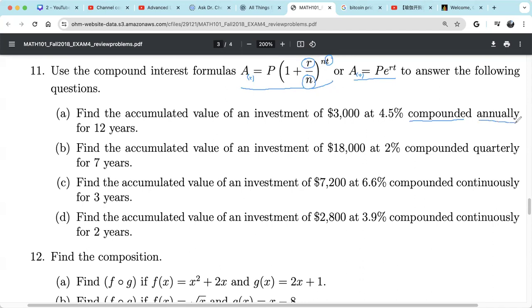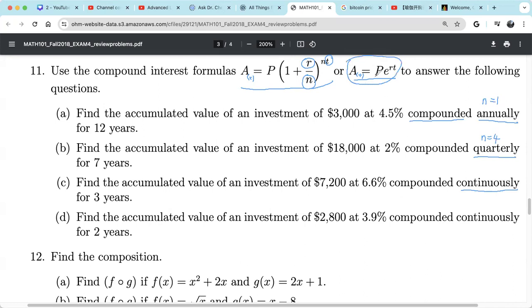If it's compounded annually, that means n equals 1. n is here in the denominator, r divided by n. n is how many times it's compounded in a year. If it's compounded annually, that only means once in a year, so n equals 1. Compounded quarterly, n equals 4. Compounded continuously, going to the infinitesimal time, we use this function.